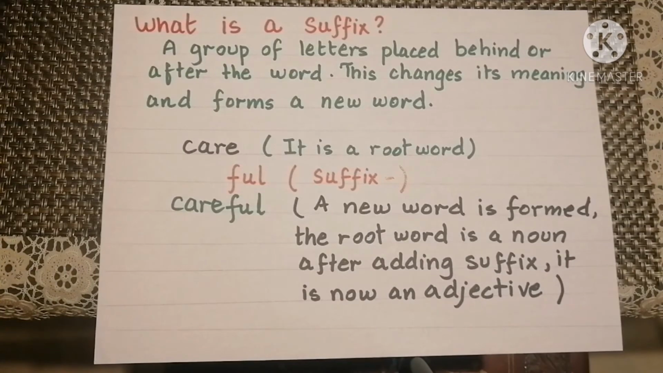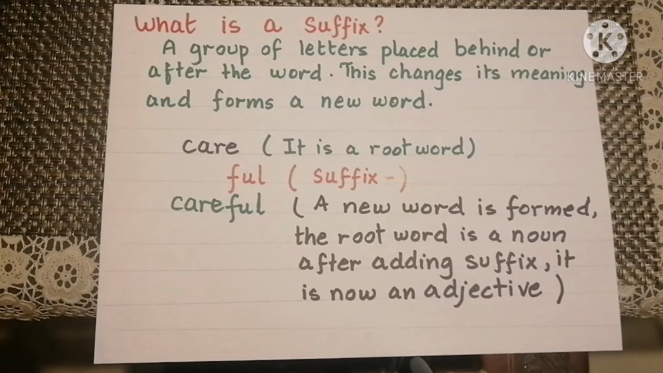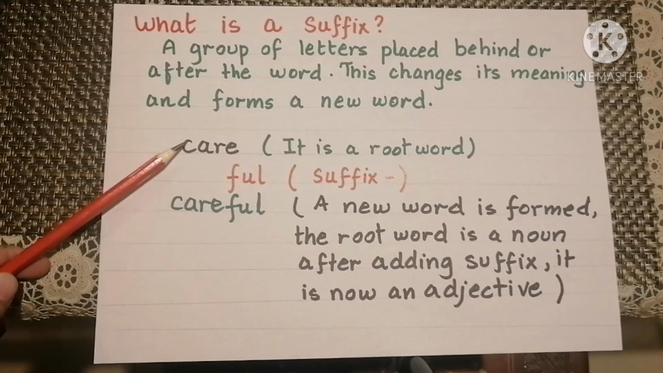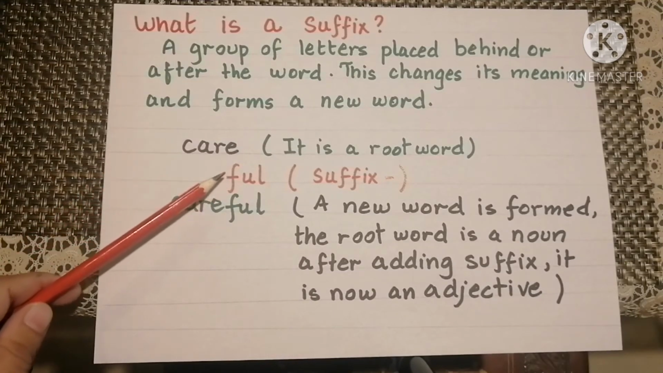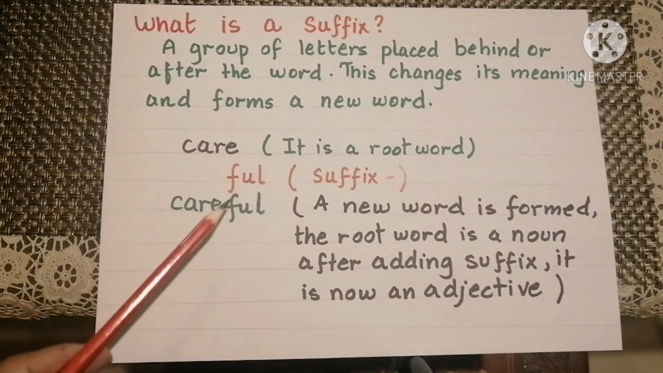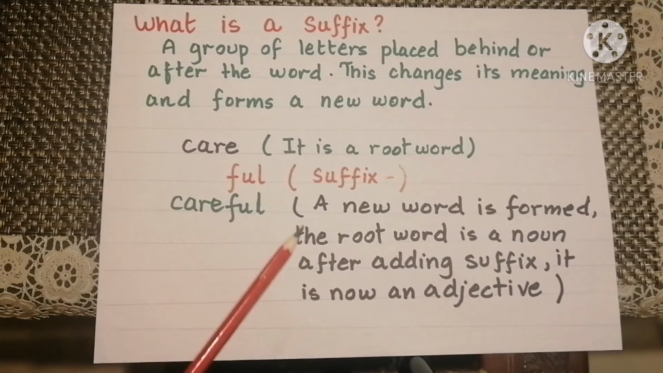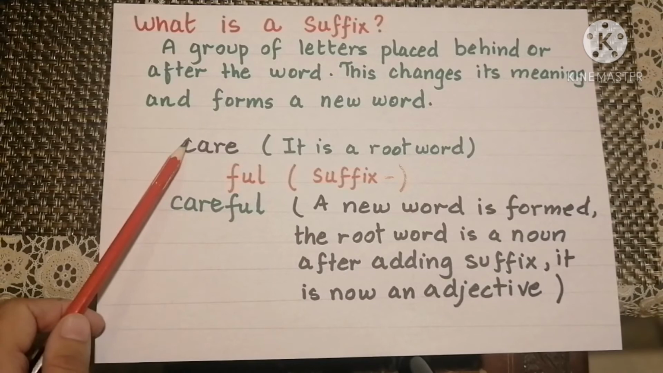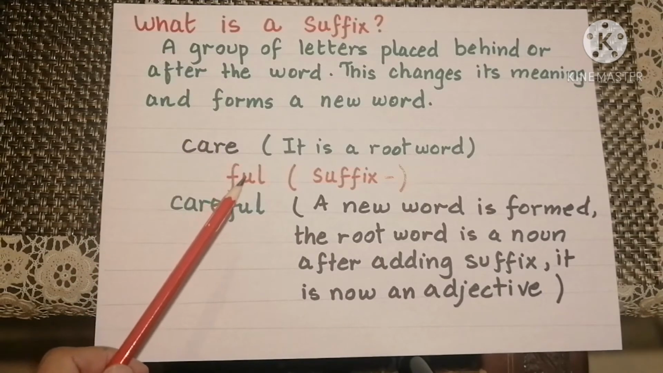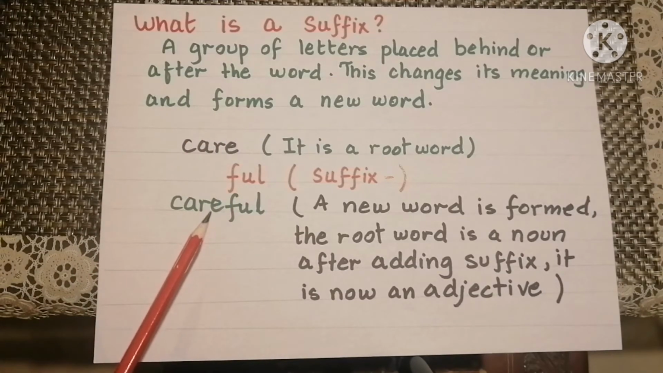What is a suffix? A group of letters or a letter placed behind or after a word. This changes its meaning and forms a new word. Now, care is a root word. If we add full, the suffix, to it, a new word is formed, that is careful. The root word care is a noun, but after adding the suffix full, it has become an adjective, the quality of the noun, that is careful.